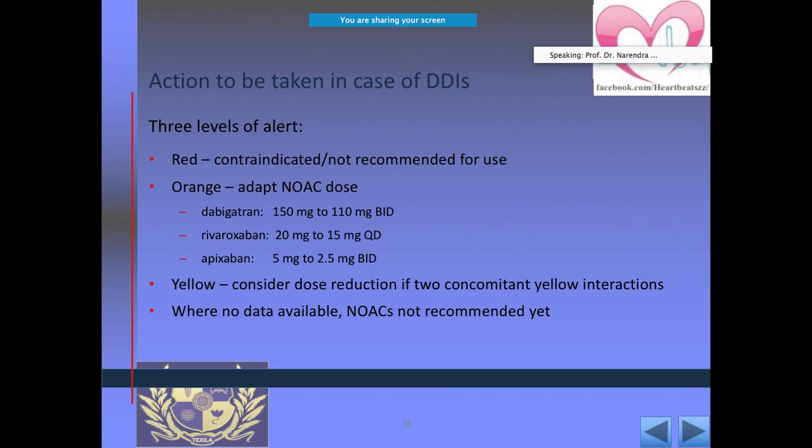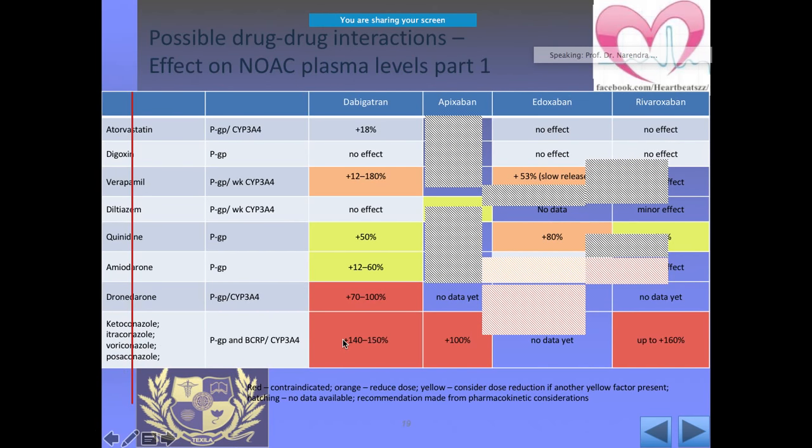So there are different safety protocols which are used for the NOACs. As you may see, especially for interactions, when you take dabigatran with atorvastatin, it may raise its serum level by almost 20%. However, for rivaroxaban, there's no interaction at all. Similarly, if you're taking dabigatran with dronedarone or these antifungal agents, the serum level may change quite a lot.